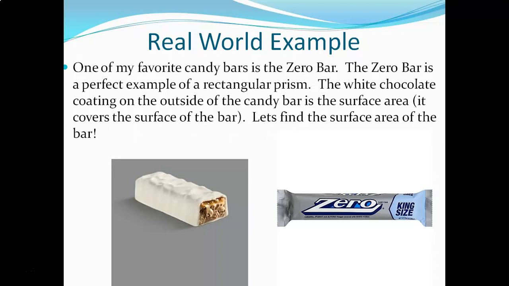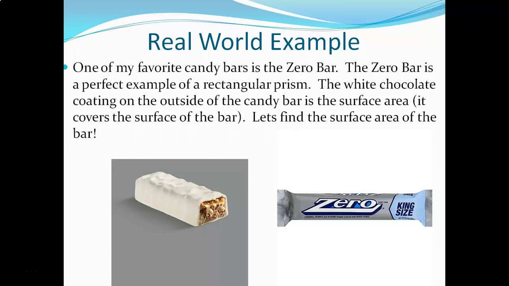Anywho, the Zero Bar is a perfect example of a rectangular prism. For this example, I want you to pretend that this side that's been shaved off is covered in that delicious coating. So just pretend that it's all coated the same. So the white chocolate coating on the outside of the candy bar is the surface area. It covers the surface of the bar. Because remember, that's what surface area is all about.